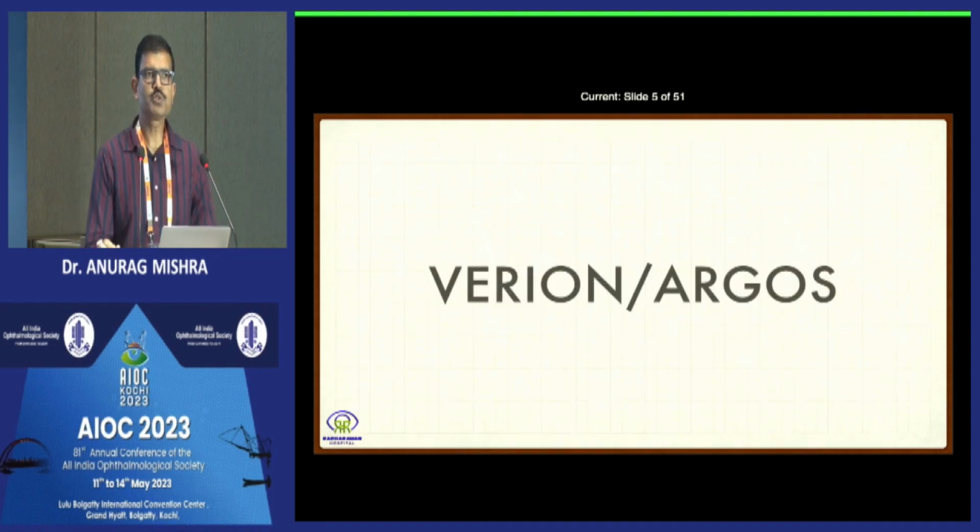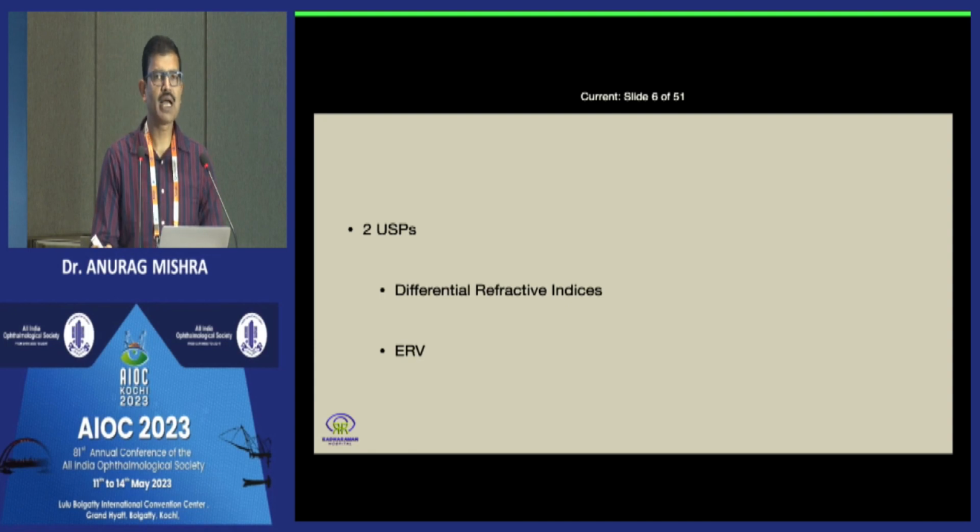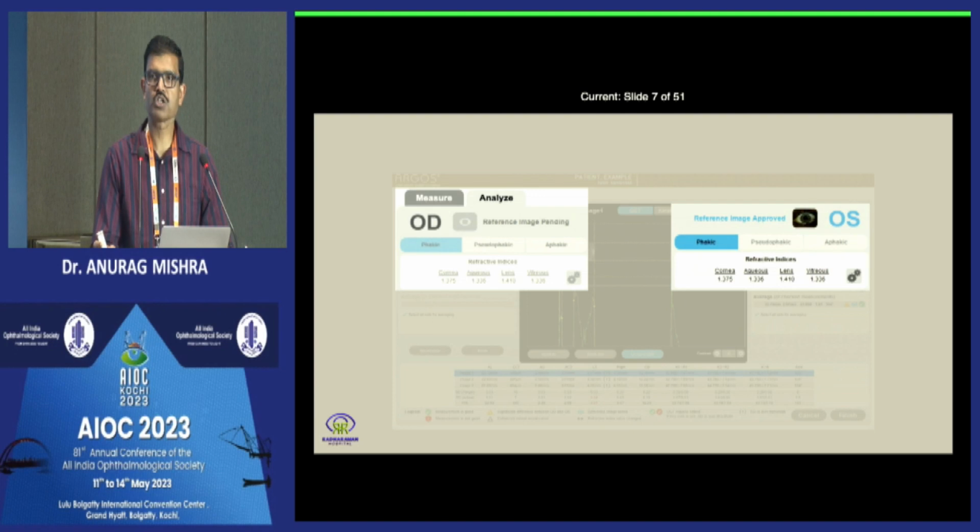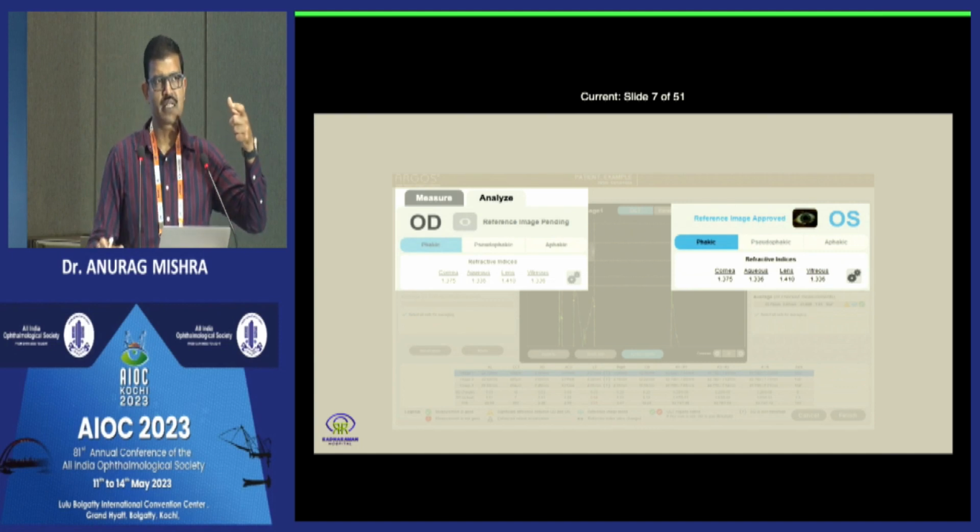Right, so let's come to the image guidance, because that is something that gives us very good feedback. Now we have the advent of another machine called Argos, which combines image guidance with biometry. There are two USPs of that machine which we would like to talk to you about. Normal biometry machines take one refractive index as the reference, 1.3375, when they measure the axial length.